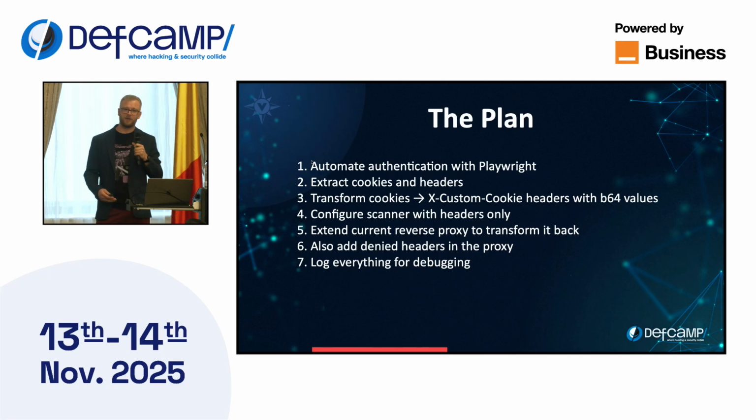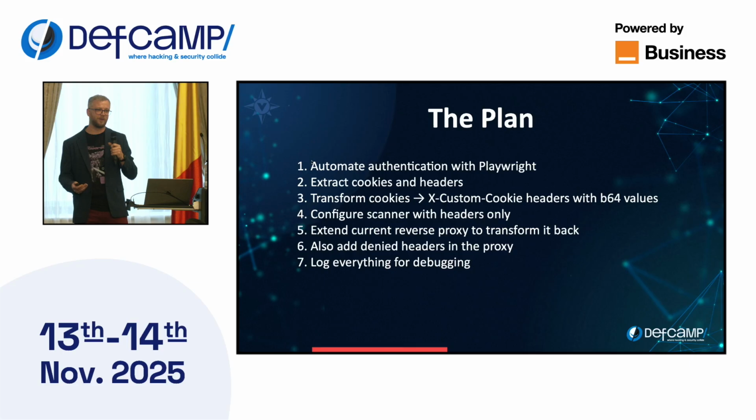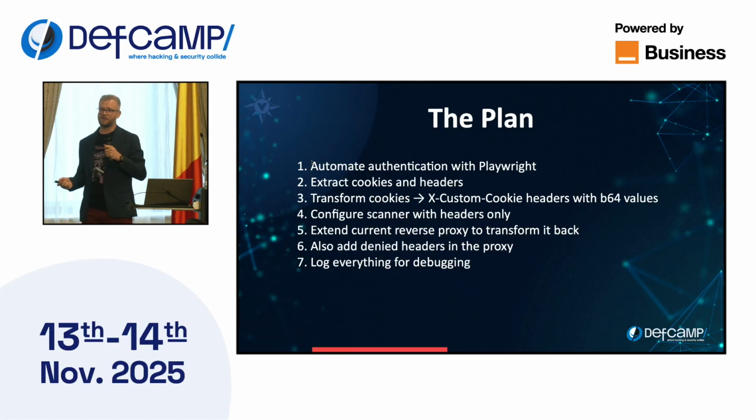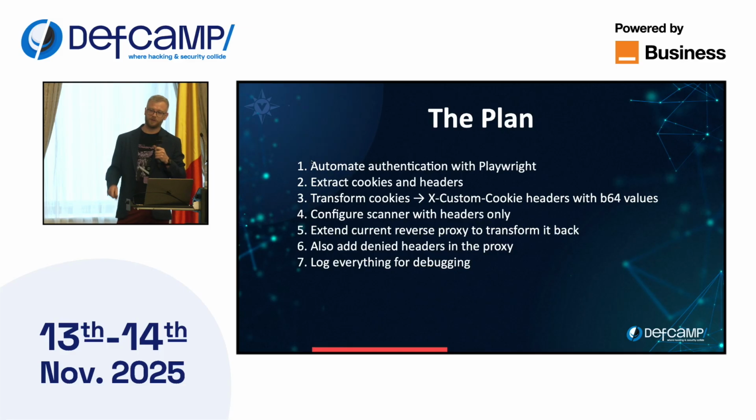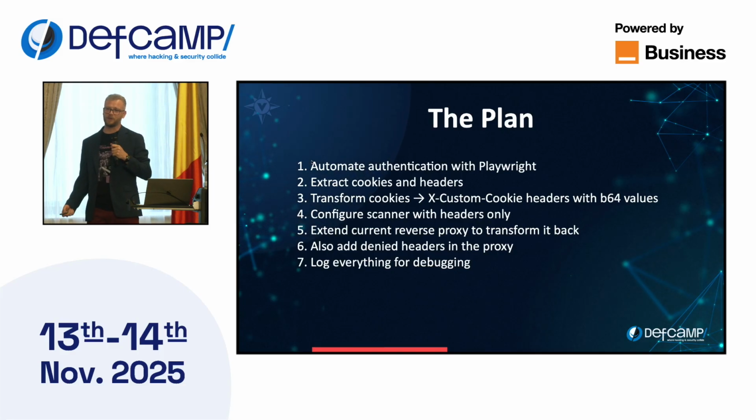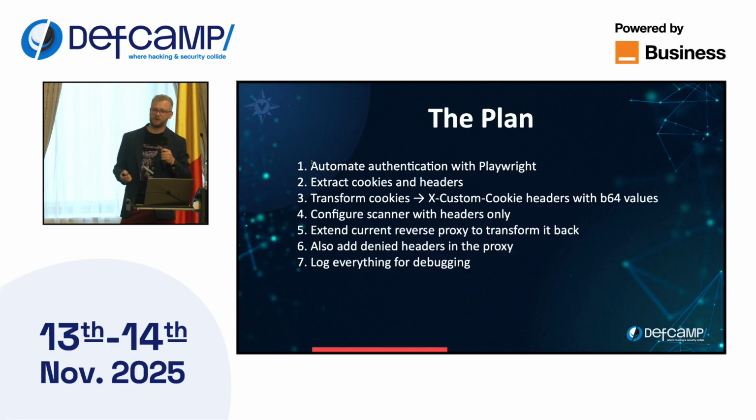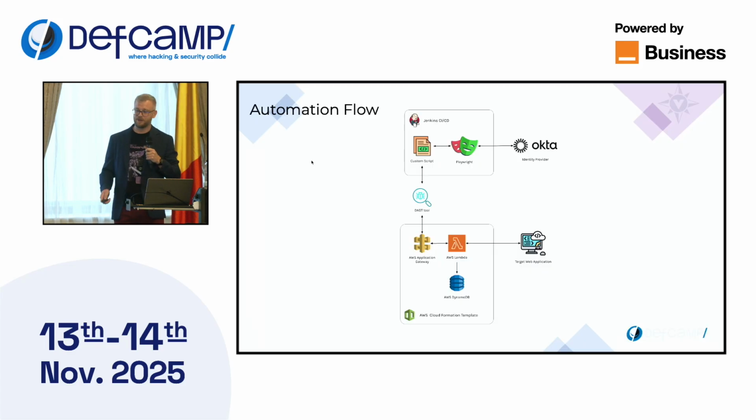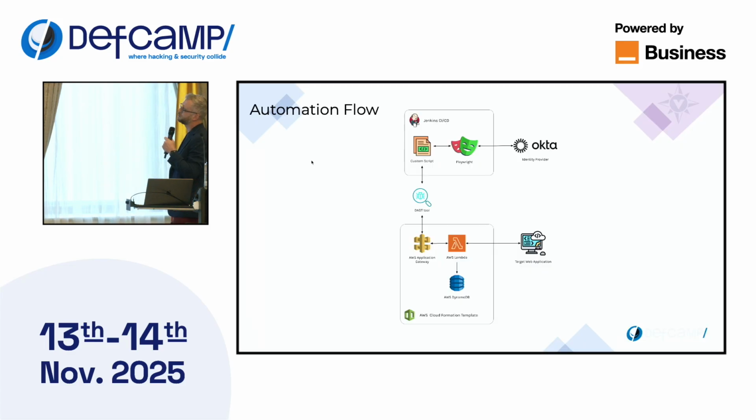Now, given that you cannot use both cookies and headers, what can you do? Well, we can create a custom cookie header that contains the base64 encoding of the cookies, right? We pass it on to our middleware, and our scanner will know that the custom cookies need to be transformed from headers to cookies, right? Pretty much straightforward. Then we also know that we can add the denied headers, like the referrer header, in our middleware, right? And then we can also log everything. So this is the simplified flow of how it looked.